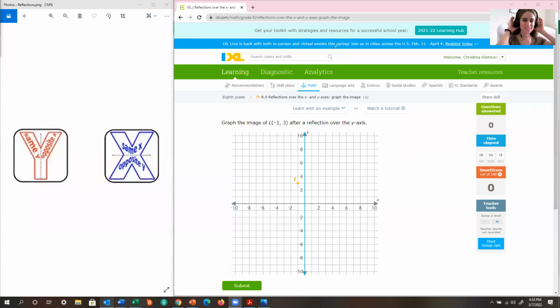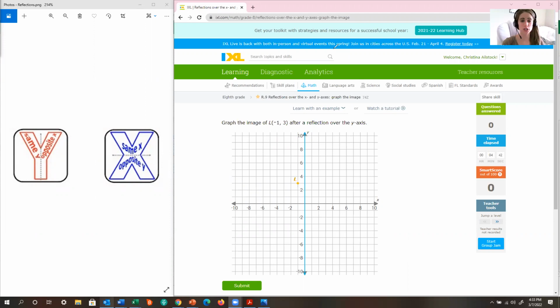Welcome guys. In this video, we are going to be covering IXL assignment 7-4Z, reflections over the X and Y axes, graph the image. So first off, if you look at the left there, you will see a little picture to kind of help you out with how to do those reflections. Because remember, when you do a reflection, it's like a mirror image.